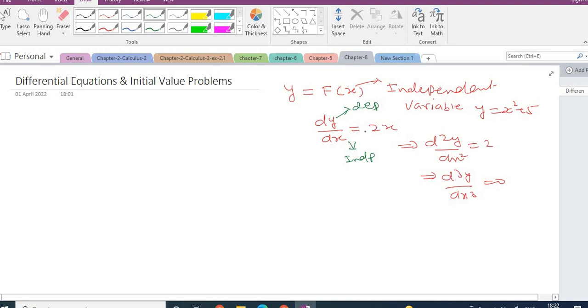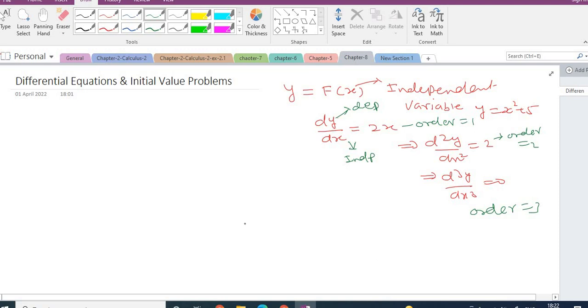Any type of equation which is written in the form of derivative with its dependent and independent variable is called a differential equation, number one thing. Number second thing is the order of a differential equation. Order of differential equation means how many times we are differentiating. First time derivative means order is 1, so in this question the order is 1. d2y dx2 means 2 times differentiating, so the order is 2. d3y dx cube means 3 times differentiating, so the order is 3.